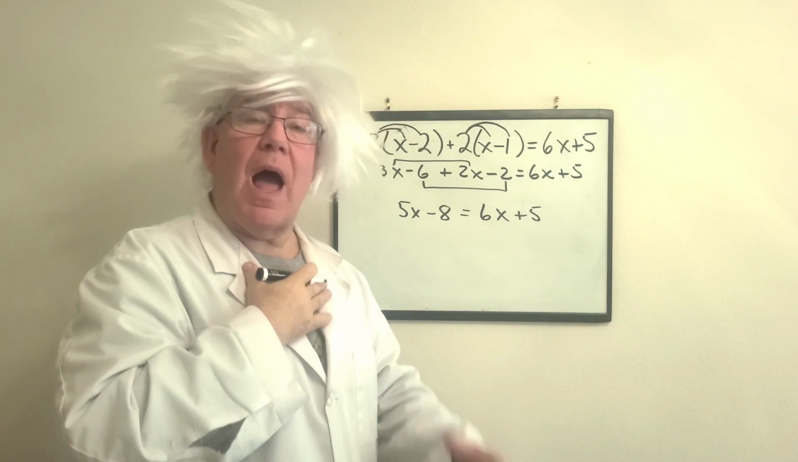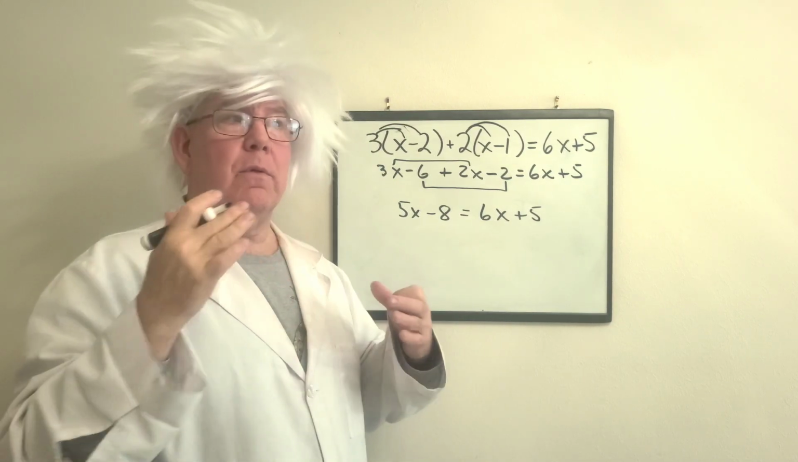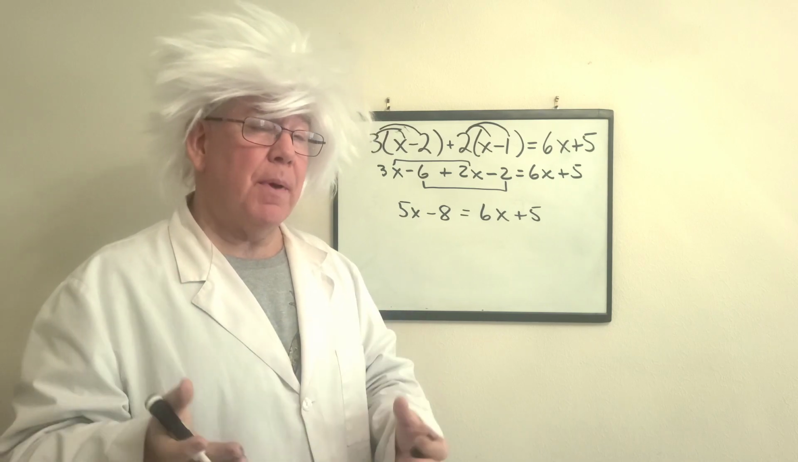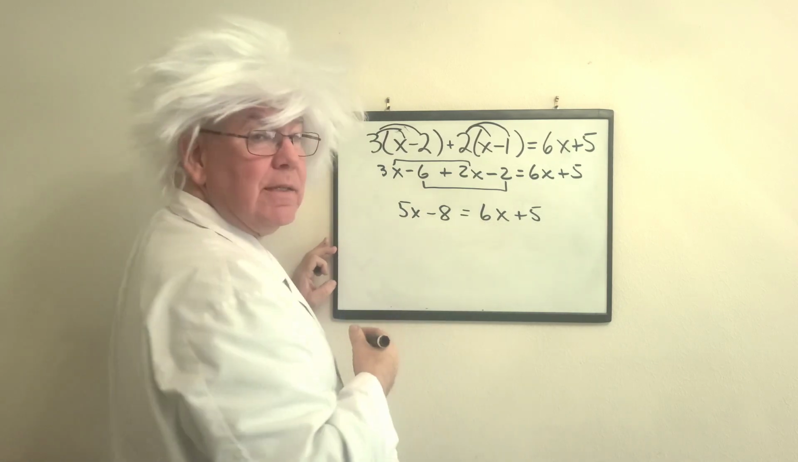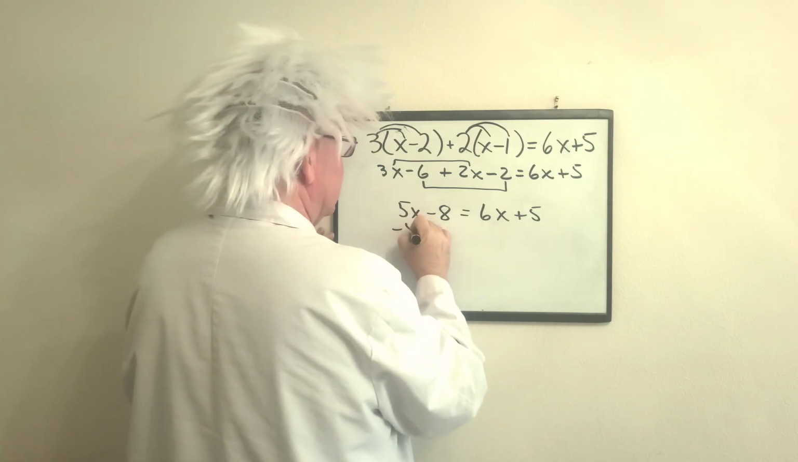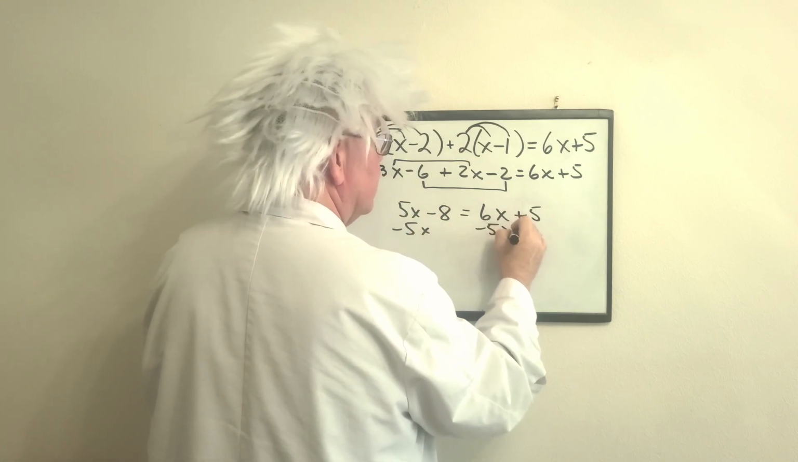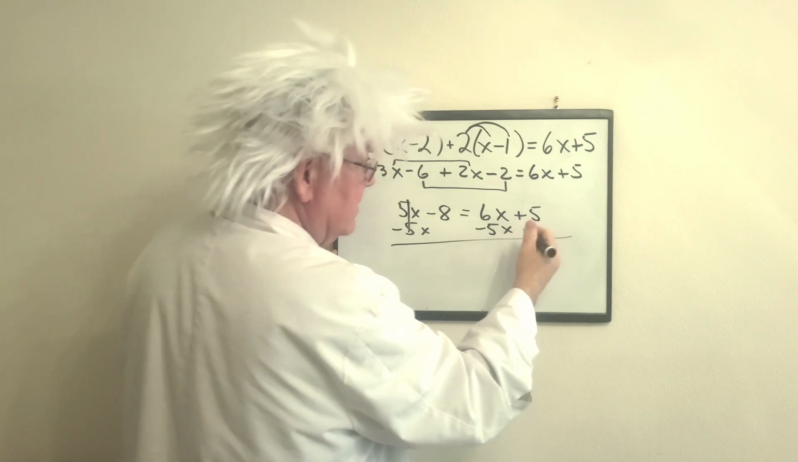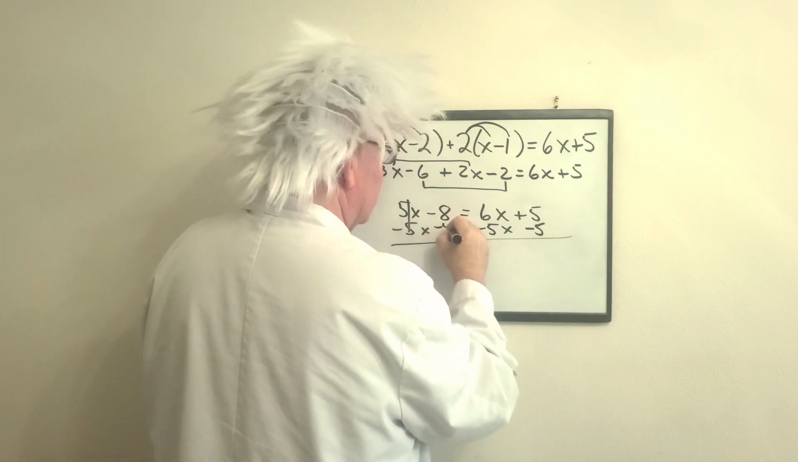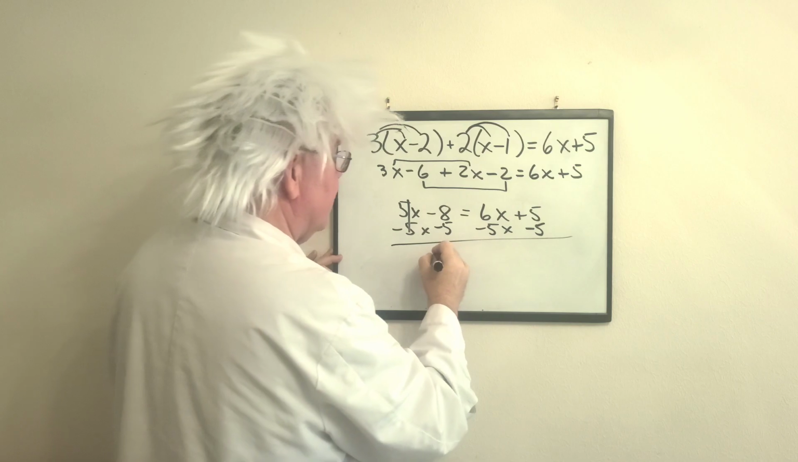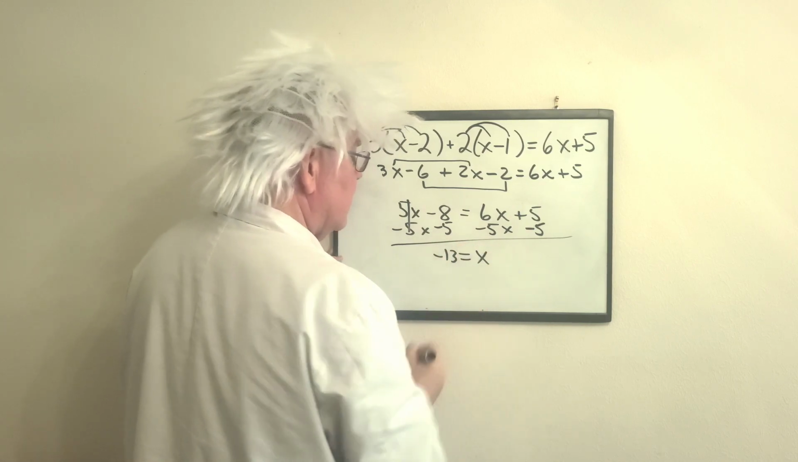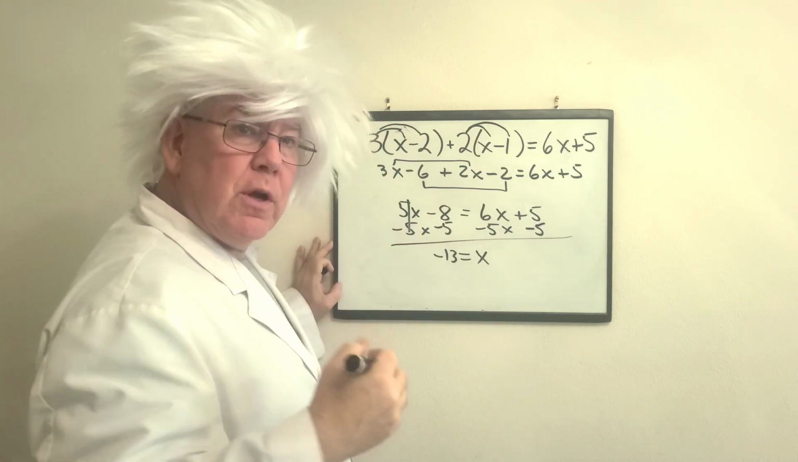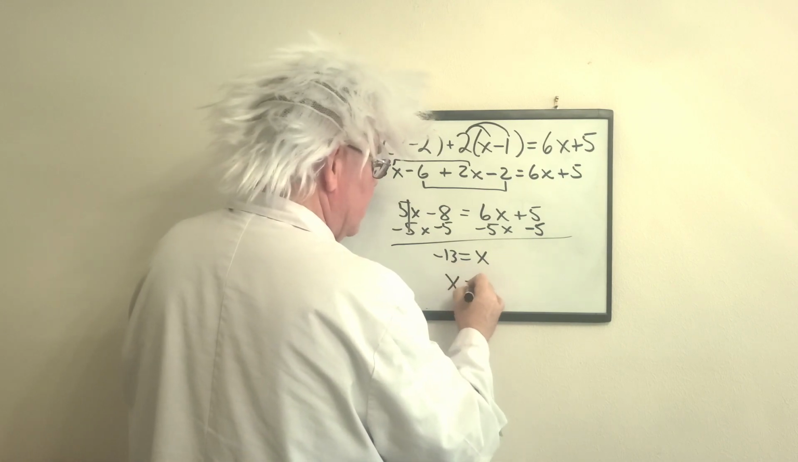Now, this is something I do. You don't have to, but I get the variable on one side, and I try to make the variable stay positive. You could subtract 6x from both sides, but I'm going to subtract 5x from this side and 5x from this side. That creates that. Now, since I got rid of this side, I need to bring this over here. So -8 minus 5 is -13. I do something in geometry called the symmetric property, so I switch it around.